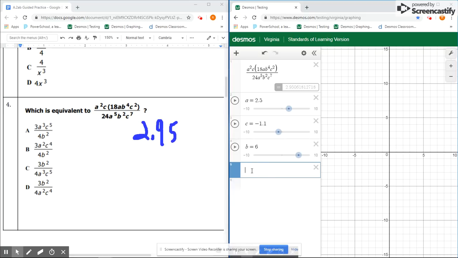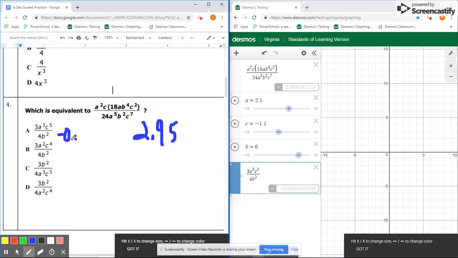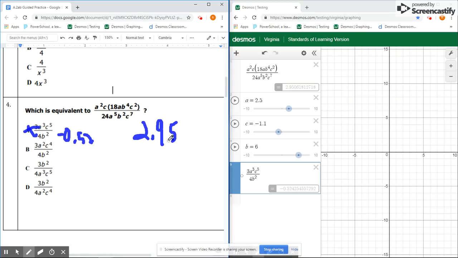All right, I'm going to try A. I'm going to hit the divide button to get that fraction. 3a to the 3rd, c to the 5th, and on the denominator, 4b squared. All right, and we get negative 0.52. Okay, negative 0.52. That's definitely not the answer. All right. Why don't you pause it and try B and C and D and see if you can find the correct answer? Actually, no, let's not do that because I have different A values here. You might get a different A value than 2.95. So let's go ahead and just quickly finish it together.